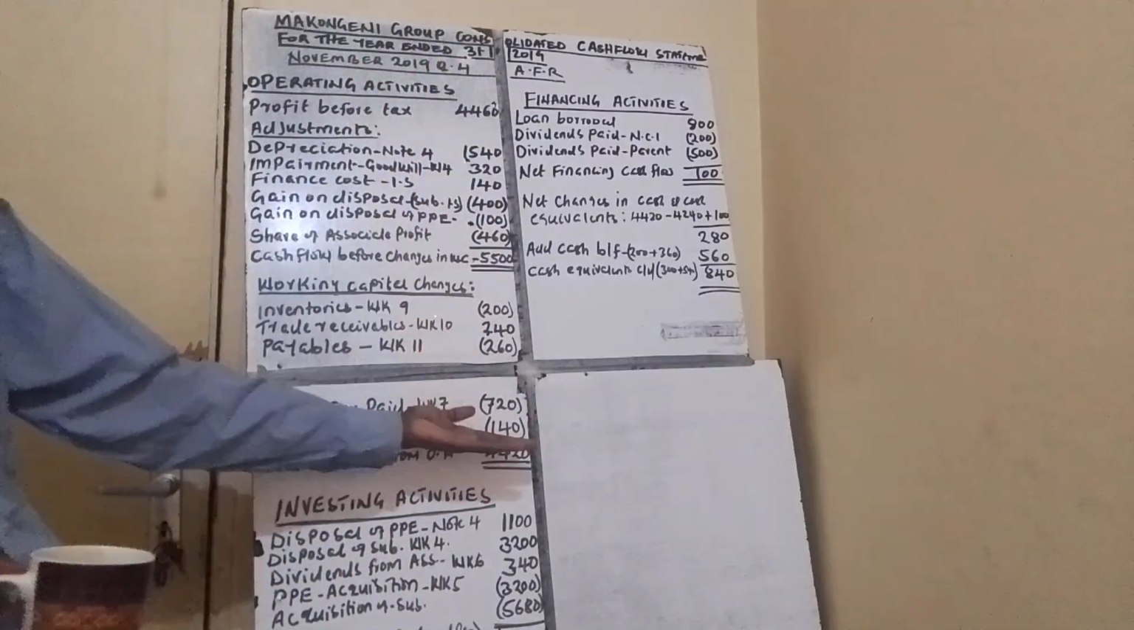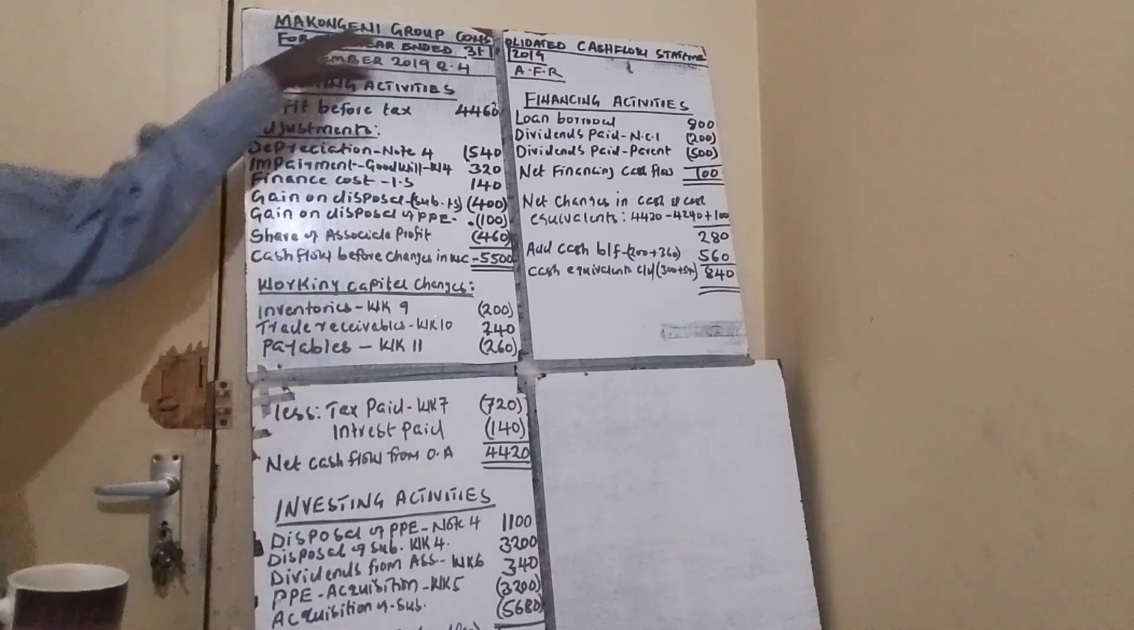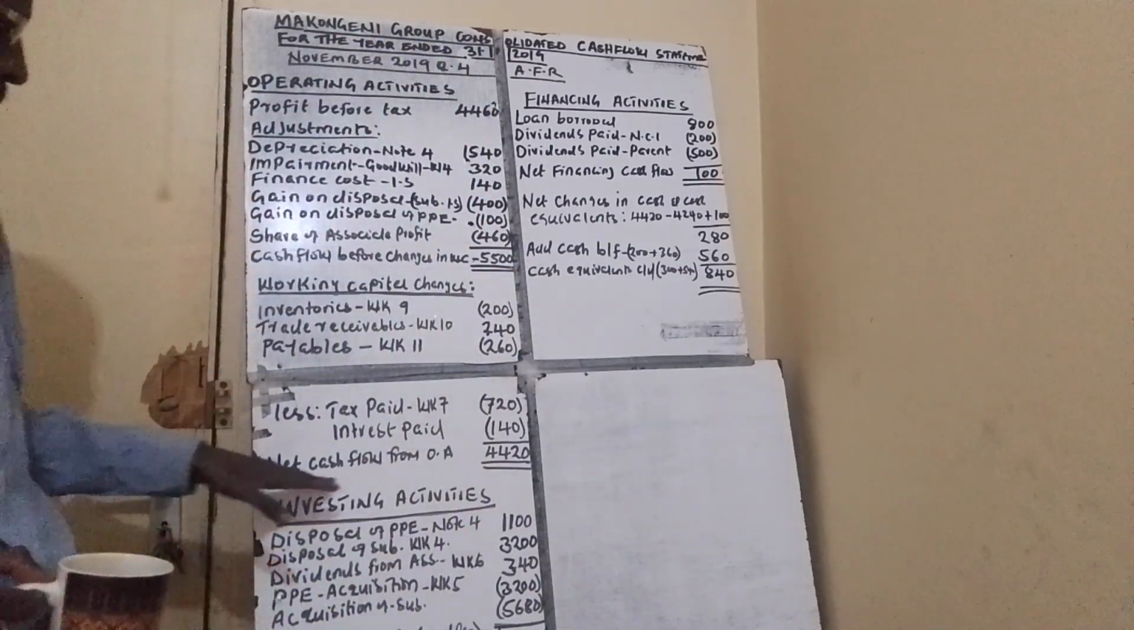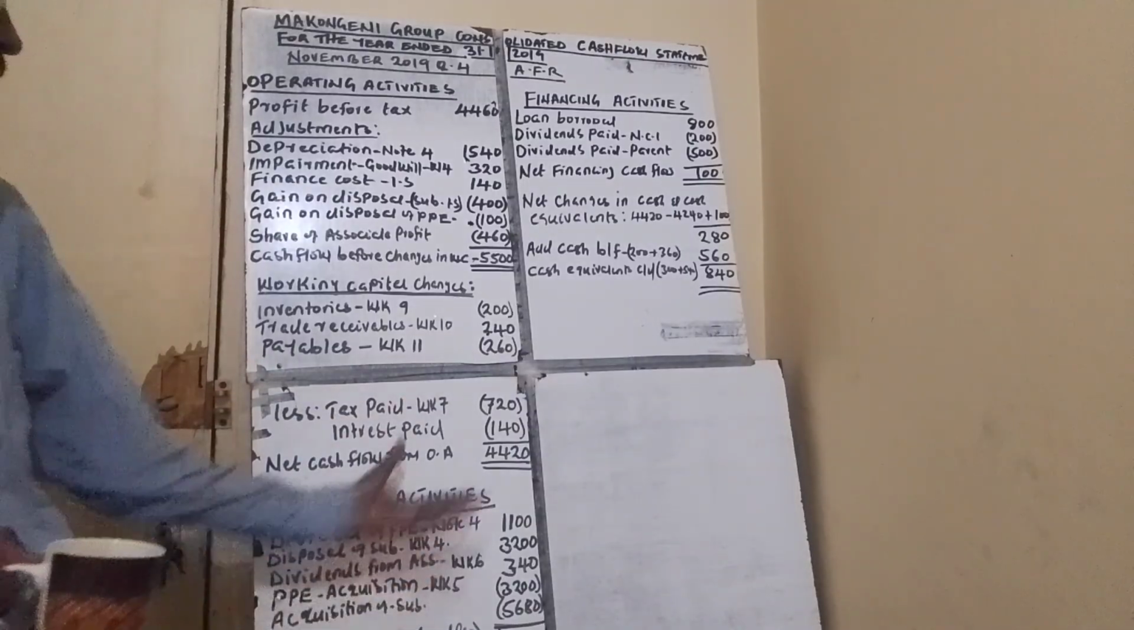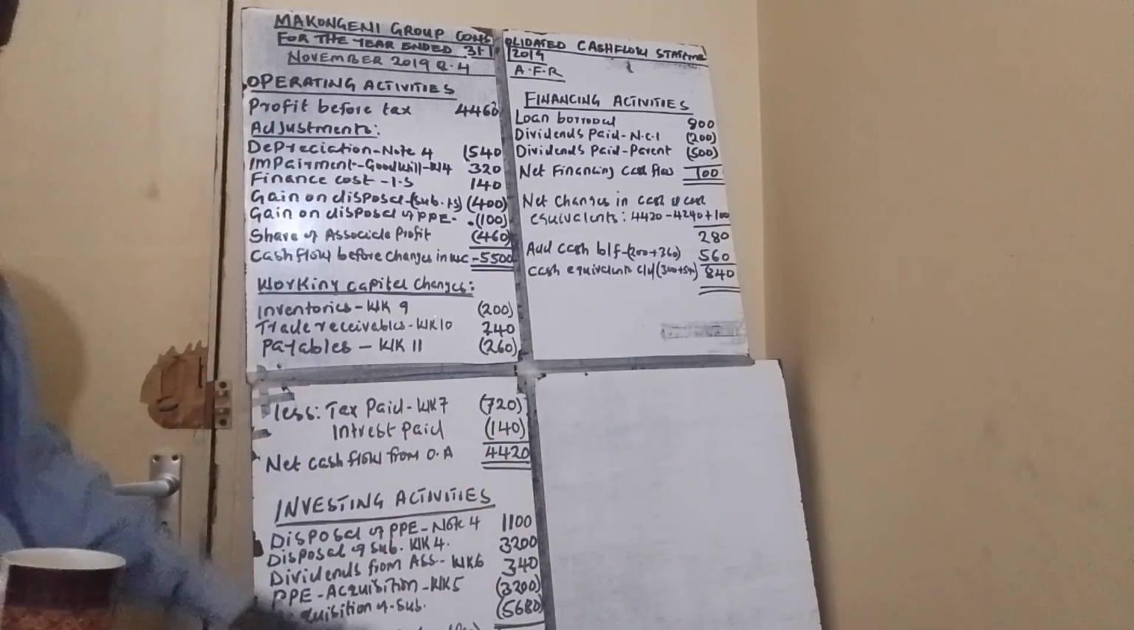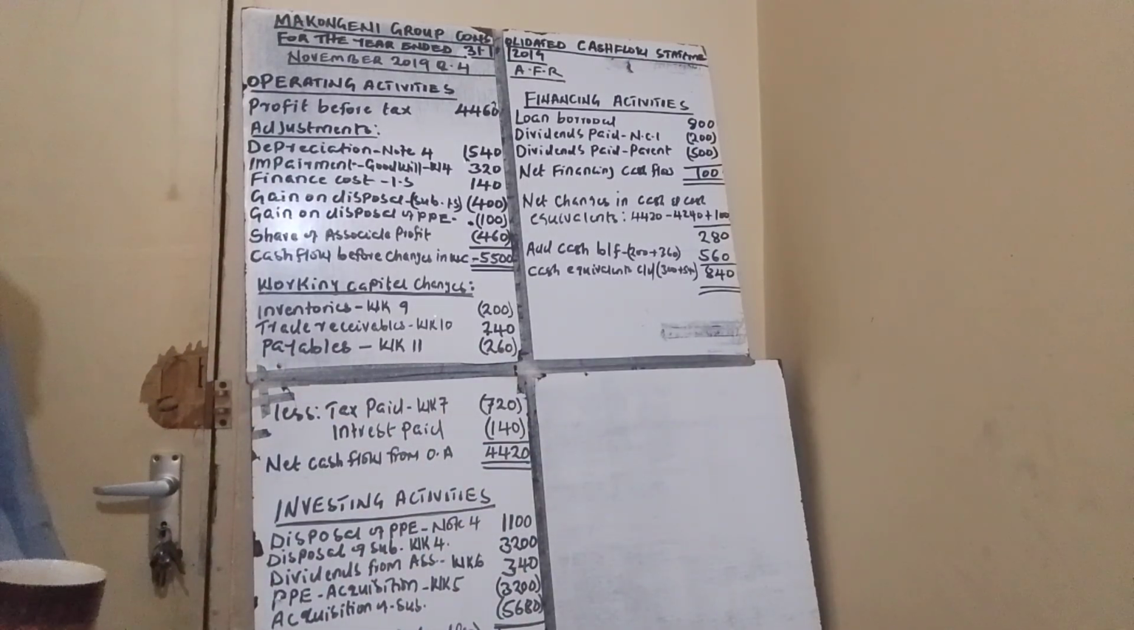You'll be adding it back and then subtracting it down there. Then you sum up all these figures, and you'll be getting net cash flow from operating activities. Then adjust the investing activities accordingly.